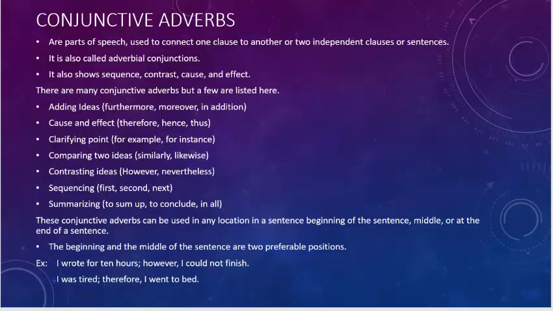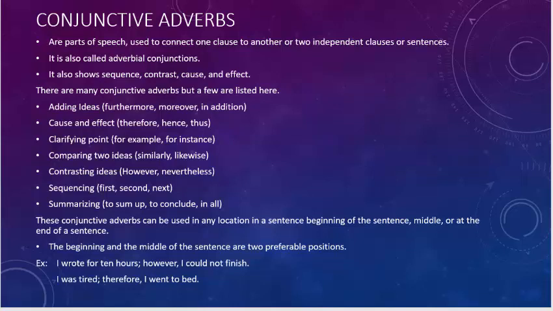Sequencing adverbs are used for sequencing the ideas. For example, first I would like to talk about this one, second I would like to talk about this one, next I would like to do this. We use them when we want to make a sequence of something, or when we want to talk in a sequence. Summarizing adverbs are to sum up, to conclude and so on, and there are many others which can be used.